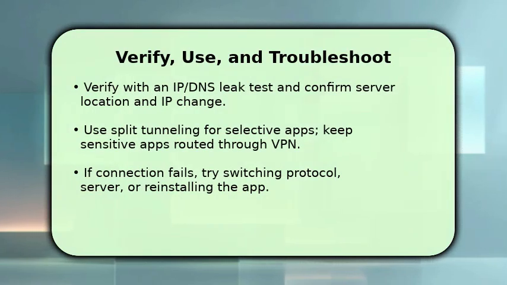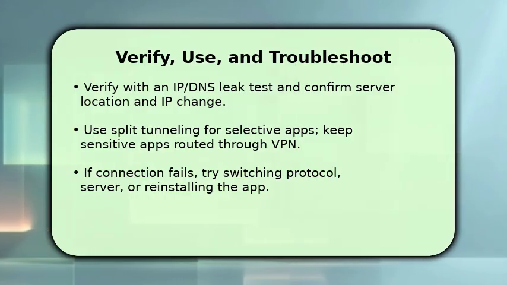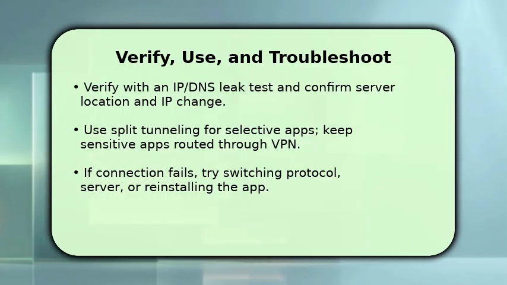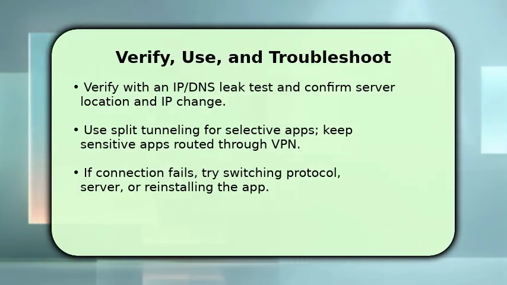Finally, verify the VPN is working. Run an IP and DNS leak test to confirm your visible IP and DNS match the VPN server location. Once verified, use split tunneling if you need only specific apps routed through the VPN and keep your browser, mail, and banking apps protected.